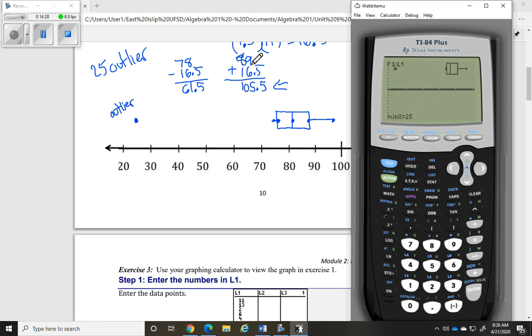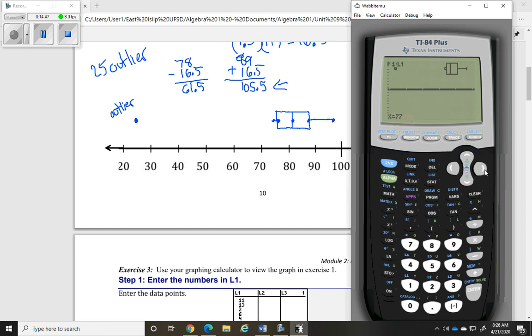You don't have to do the calculations that I did up here, the 1.5 times 11. I would just skip that. I would go straight to my calculator, and if there's a point floating out, you know it's an outlier. Trace it so that you can see what number it is. So 25 is an outlier.